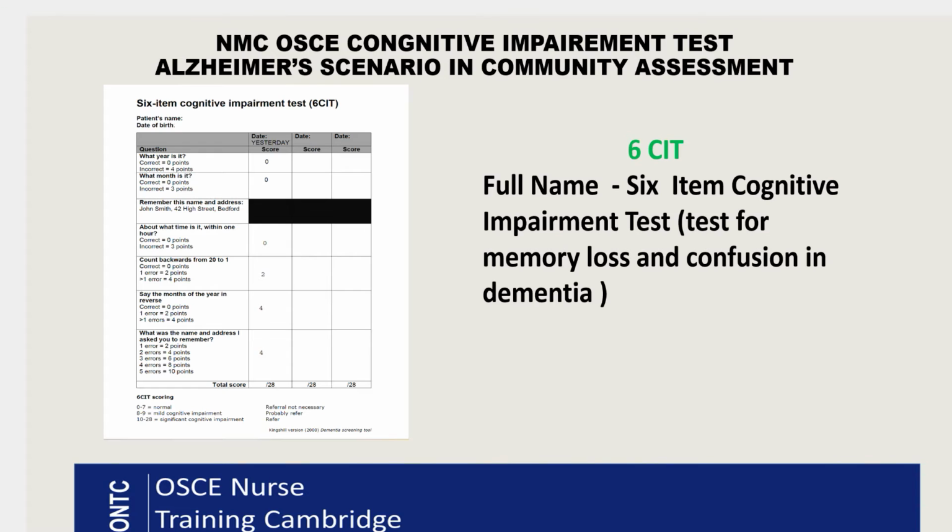So let's have a look at our screen. What is the 6-CIT form? You really do need to know the full name, because you may be writing a care plan on this nursing problem. It's called the 6-Item Cognitive Impairment Test, and it's used for memory loss and confusion in dementia patients. So that's the paperwork you will be given. More details on the next screen.